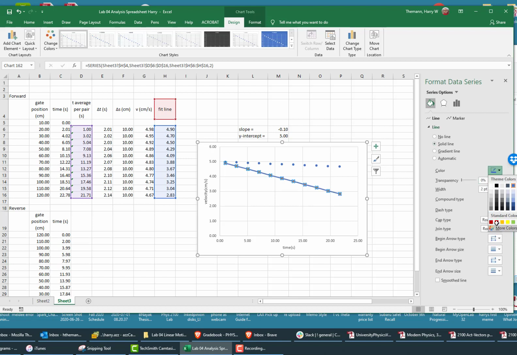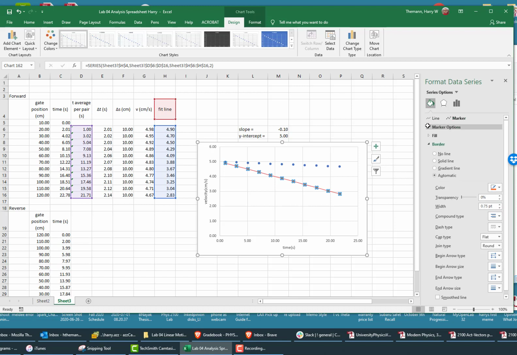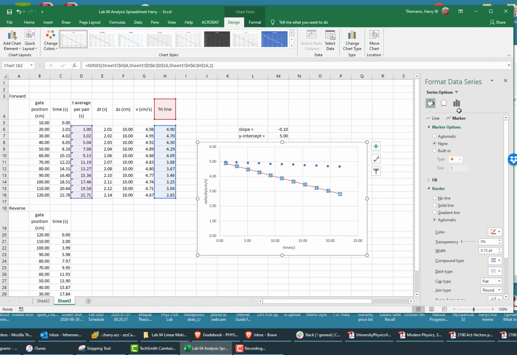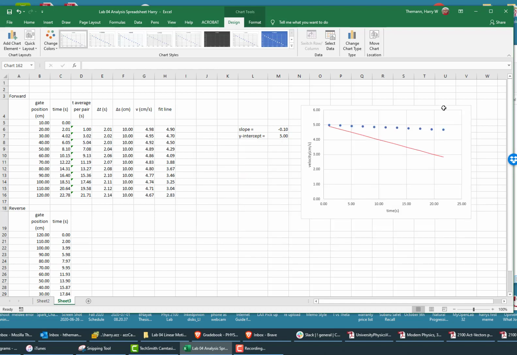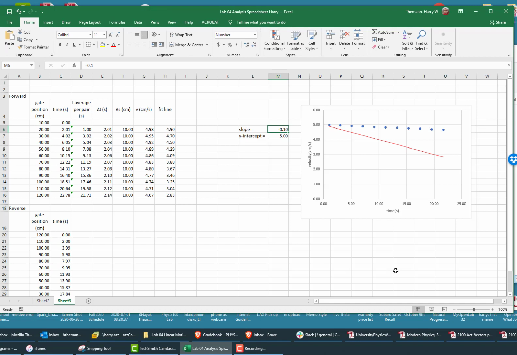And I always like to make fit lines red. And we want it to be nice and thin. And then marker, no markers for the fit line. And there we have it. And so it looks like that's too much. So let's say minus 0.05. And it's getting closer. And minus 0.04. And so on. Okay.